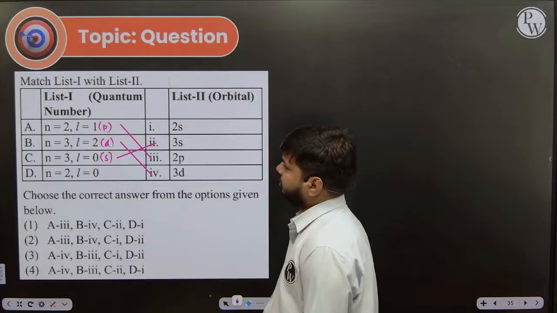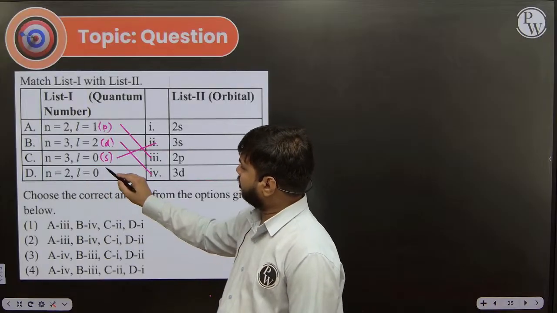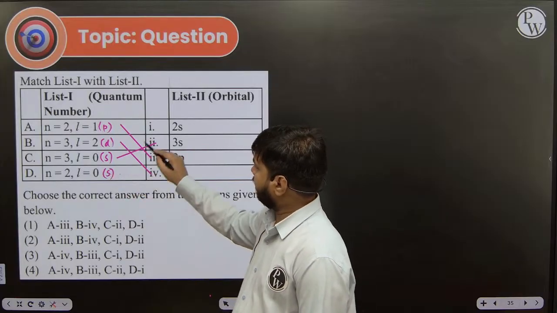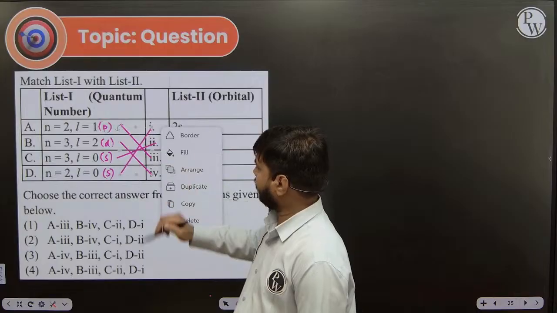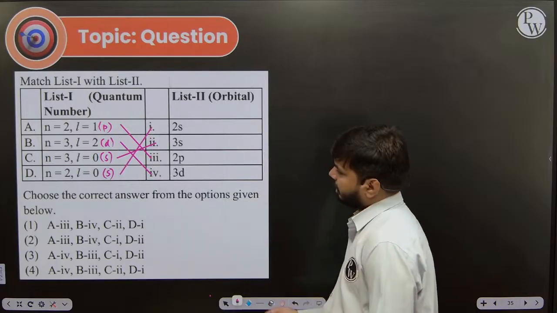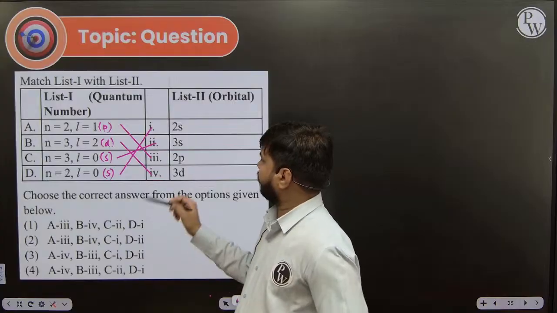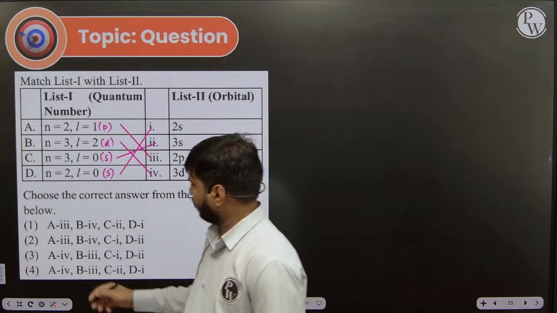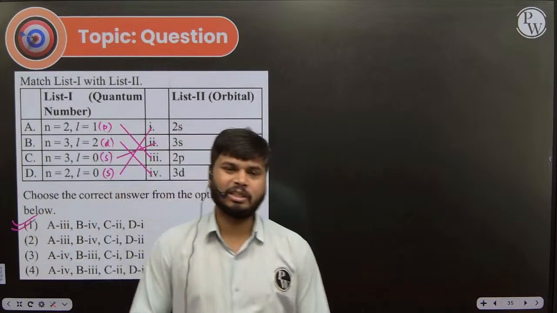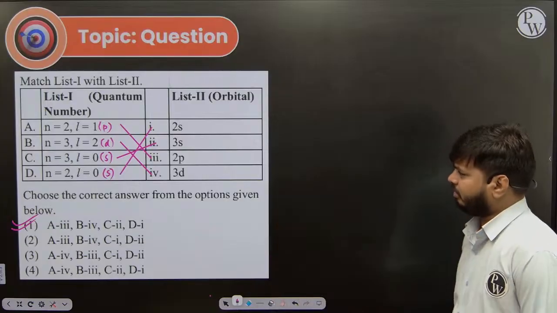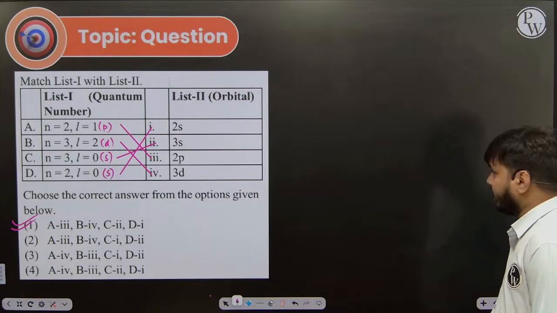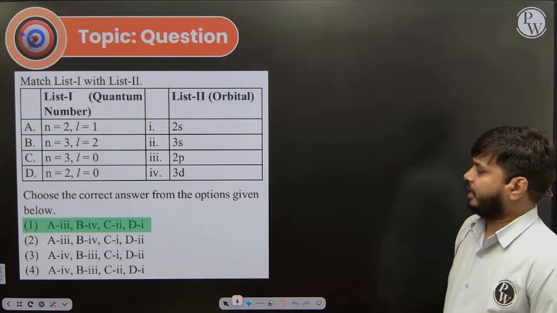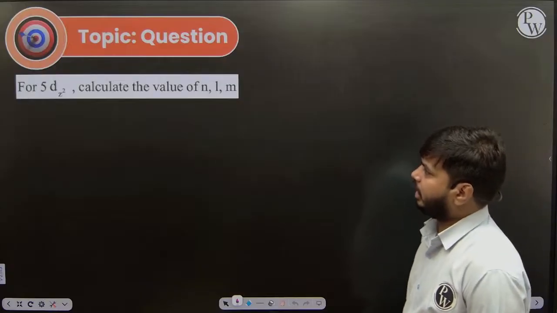Okay. Next, n is equal to 2, l is equal to 0. l is equal to 0 means s. So 2s. Right. So first one. Now you can let me know the correct answer. So A is going to match with third, fourth, and second first. So option number 1 is correct. Really very simple question. This came in NEET 2024. Okay, fine. Next question we have is this one.